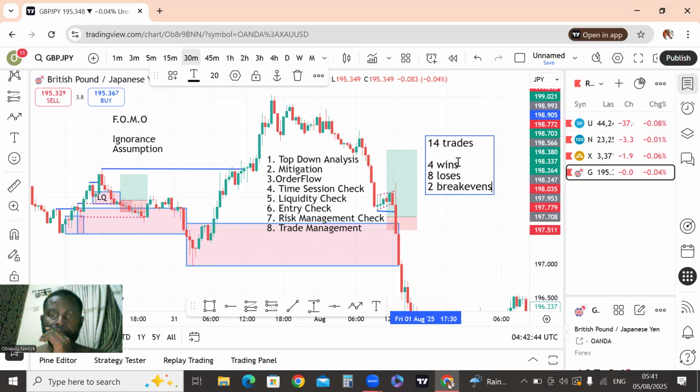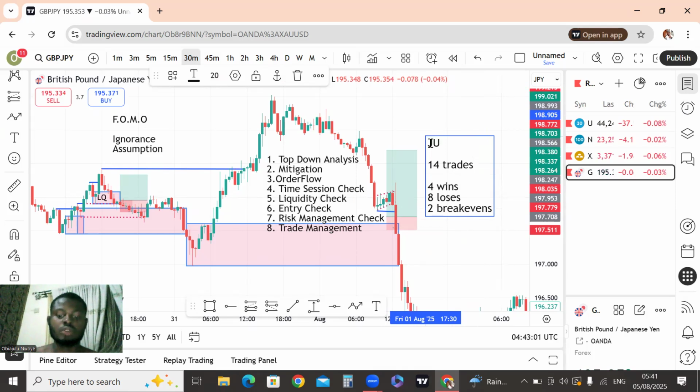4 wins, and these wins were 1:1. There were some trades I took. This is for July, guys, my trades for the month of July. 14 trades in July, 4 wins, all of them were 1:1.